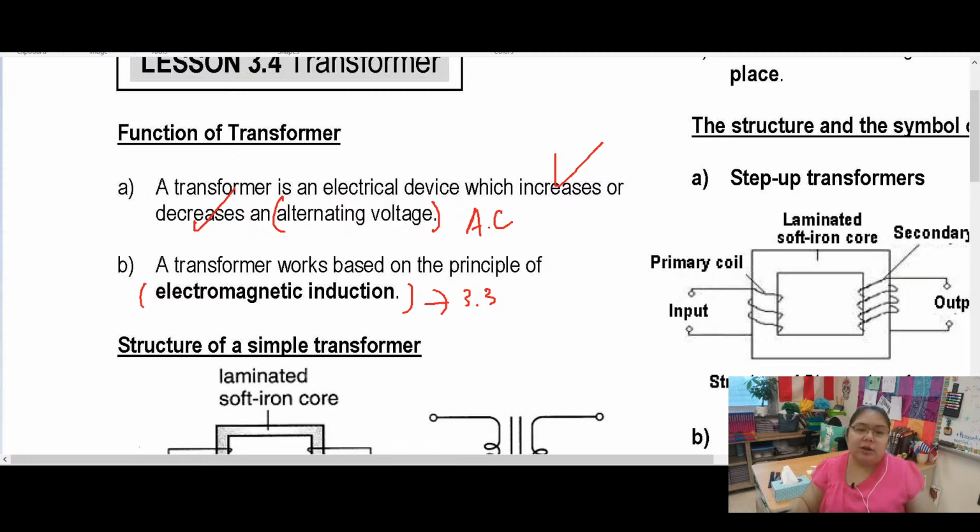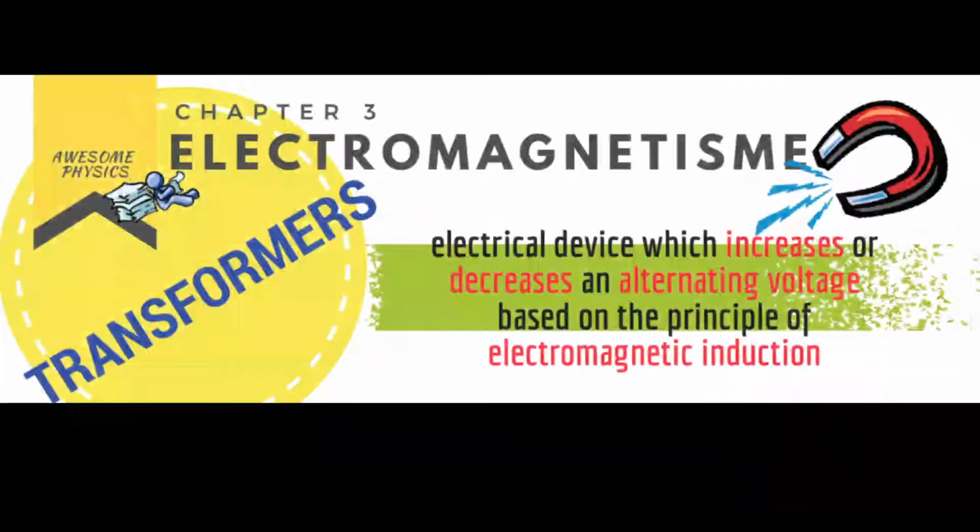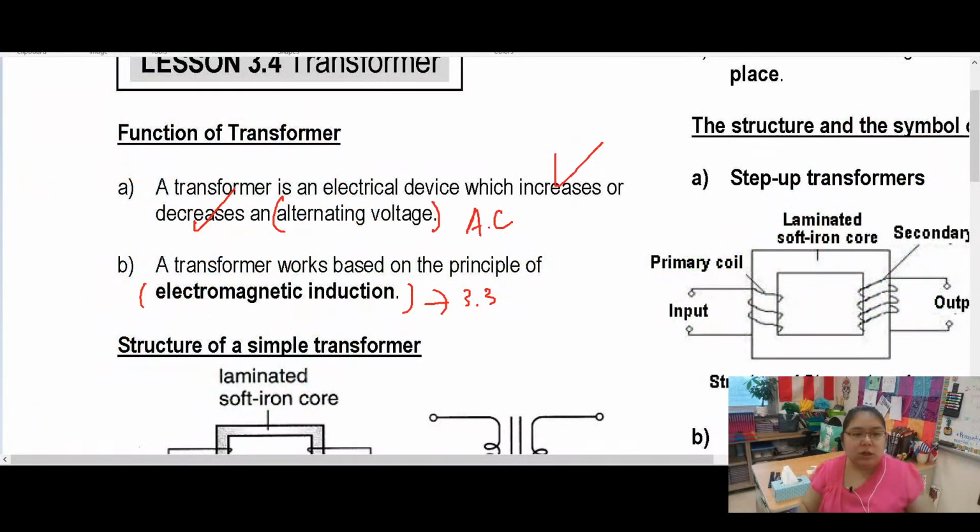Okay, let me show you the definition first. Let's see the definition for transformer: an electrical device which increases or decreases an alternating voltage based on the principle of electromagnetic induction. Suppose they join the 2 sentences from just now, make it become 1 sentence. So this one we call a transformer. Then we go to our lesson again.